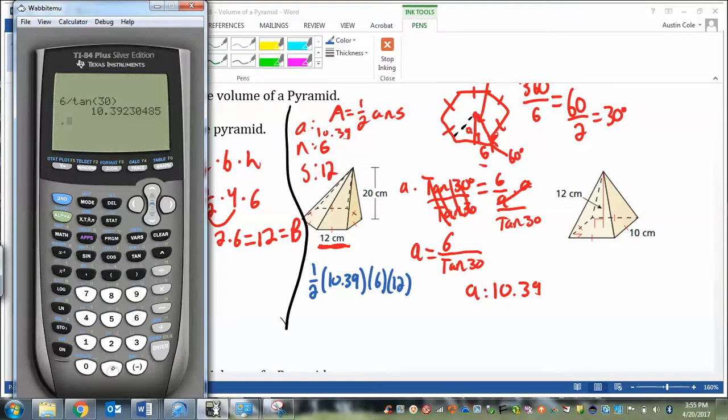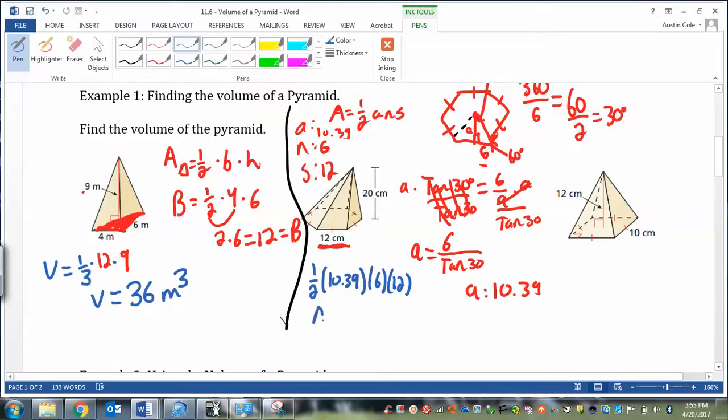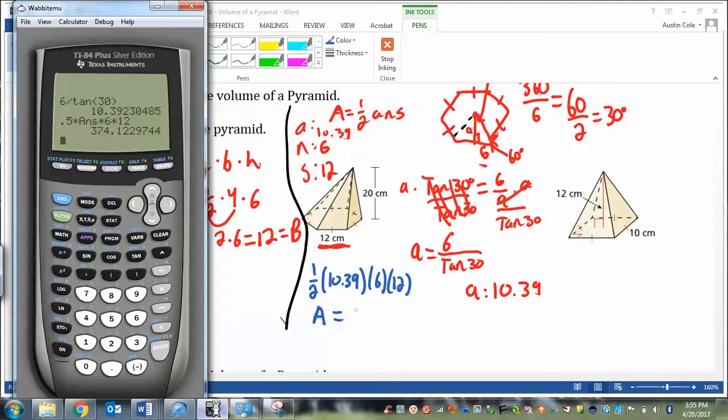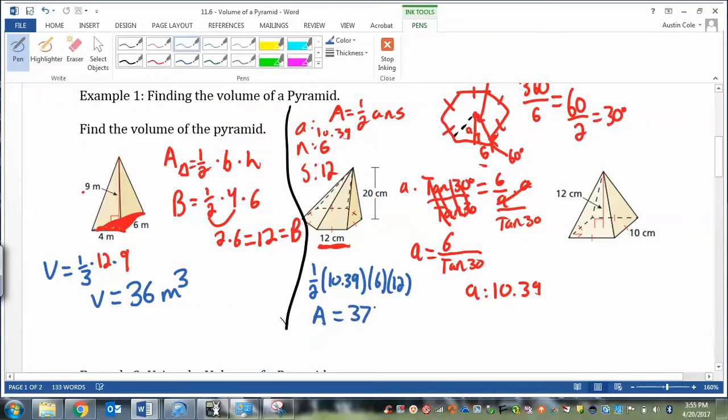We're going to have 0.5 times, if you hit second and then the negative sign, you get your answer, the answer from the previous one. So to use that whole thing, it won't use the rounded one. So 0.5 times our answer times 6 times 12. So our area of that hexagon is 374.12. And that's centimeters squared.